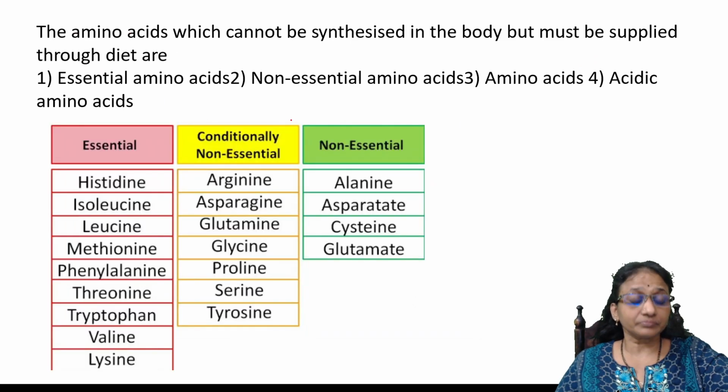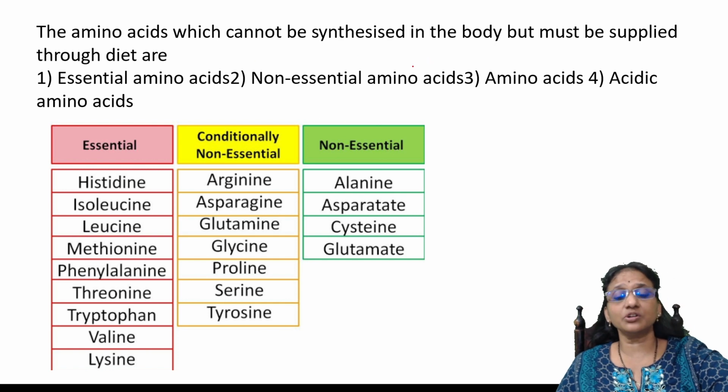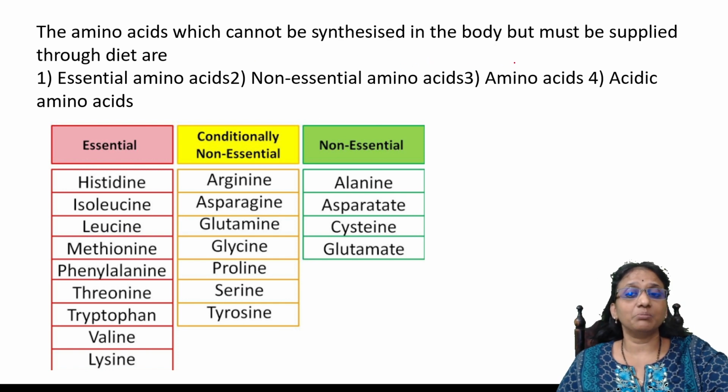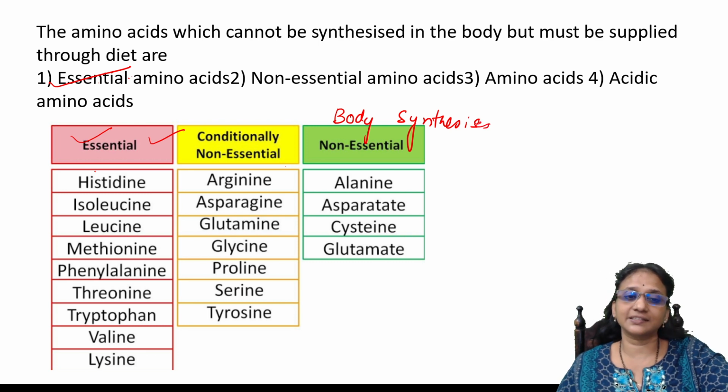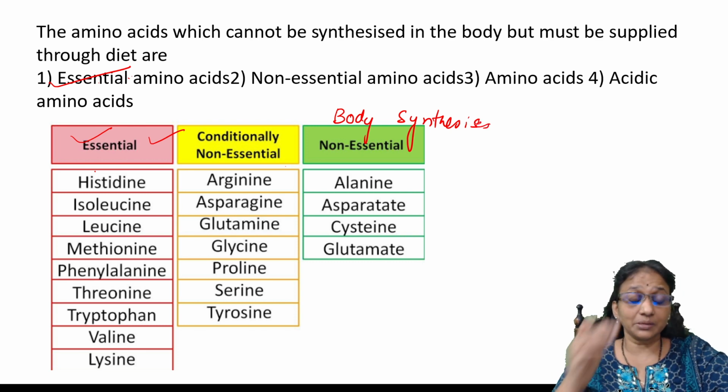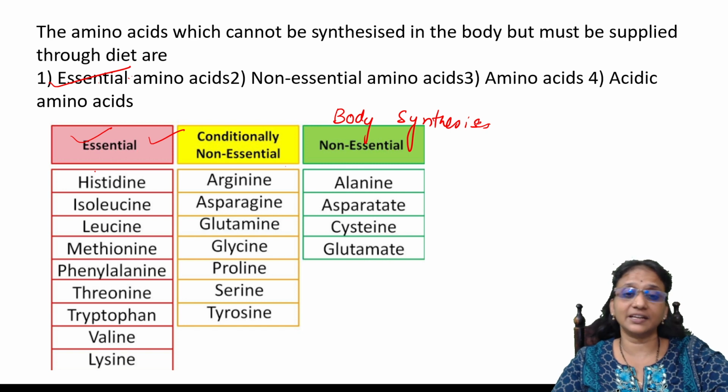Next question. The amino acid which cannot be synthesized in the body must be supplied through diet. Which one do you have to supply through diet? Always remember, through diet we should always supply essential amino acids. The list is these. Non-essential ones the body only synthesizes. Perfect. So essential amino acids should be taken through the diet.